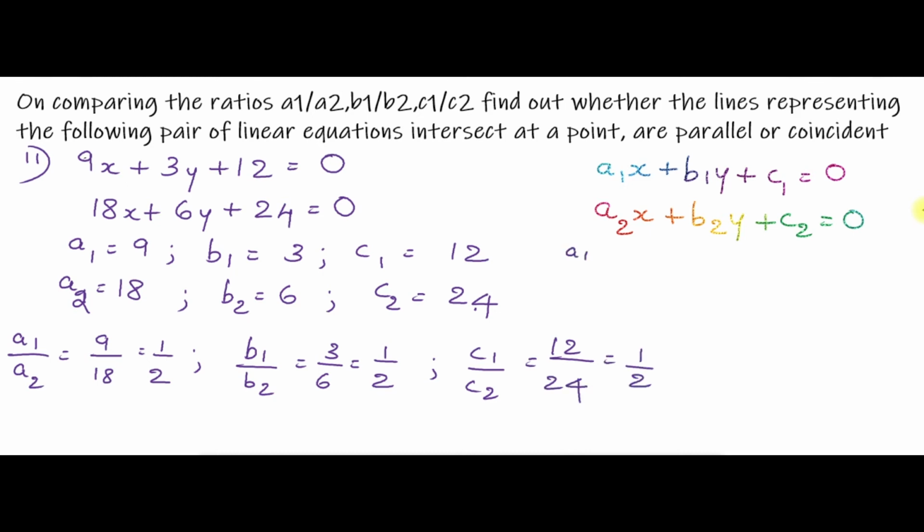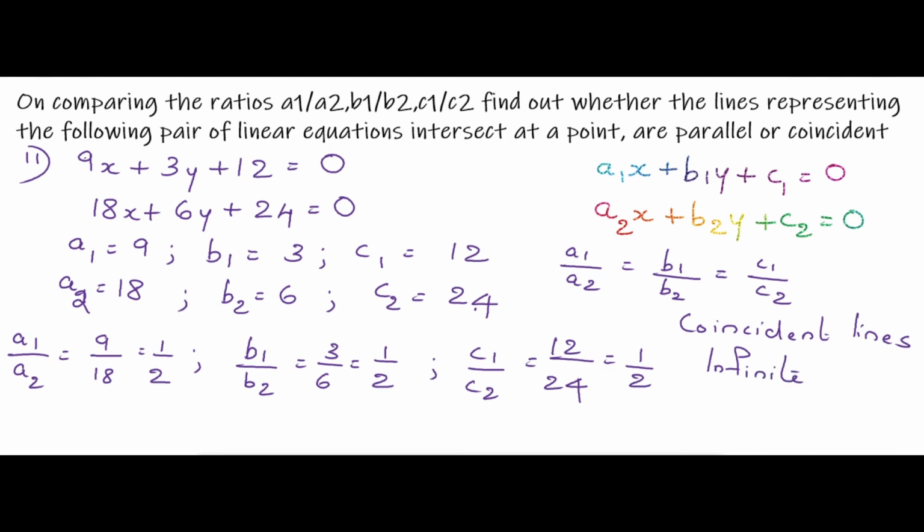So, here A1 by A2 is equal to B1 by B2 is equal to C1 by C2. That means these lines are coincident lines and has got infinitely many solutions. Infinite solutions. So, we have seen two conditions: intersecting at a point and infinite solution, that is coincident lines.